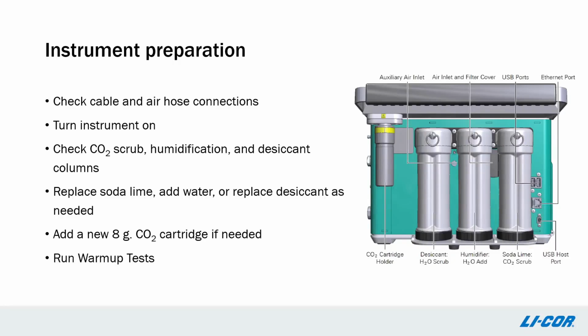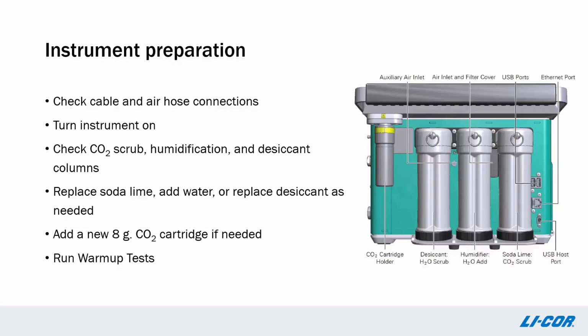Check the desiccant column to ensure that there is sufficient desiccant present for the day's experiments. Spent silica gel takes on a clear color while spent Drierite takes on a pink coloration. Replace spent chemicals or add water as needed, and ensure that the column threads are not filled with chemical particulates and that the caps are properly sealed onto the bottom of the columns.